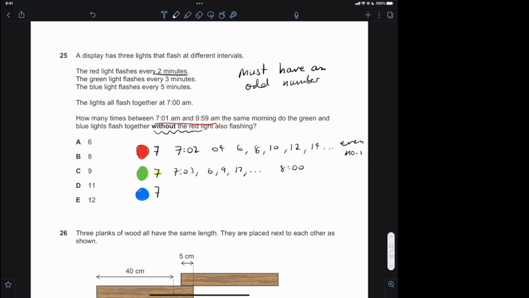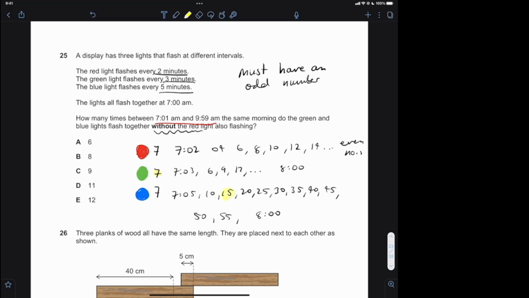Now, the same applies for the 5 minutes. The blue light, you've got 7:05, you've got 10, 15, 20, 25, 30, 35, 40, 45, 50, 55, and you get 8 o'clock on the dot. Now, how many of these are also multiples of 3? Well, we'd have 15 as a multiple of 3, and that's odd, so that's fine.